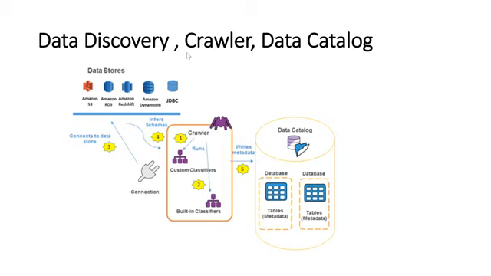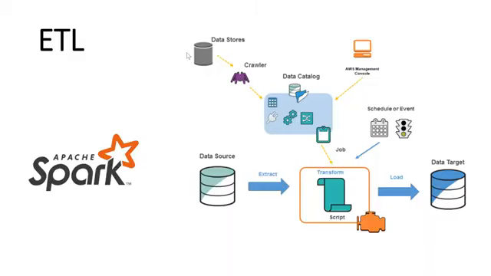Okay, so now let's see the next important feature of Glue, which is ETL, or extract, transform, and load. Glue supports running ETL jobs on a serverless platform. Under the hood, it runs Apache Spark, which is a very famous tool for ETL. So you don't have to manage or deploy Spark servers. You can just start writing your ETL jobs and run them on the fly in AWS Glue.